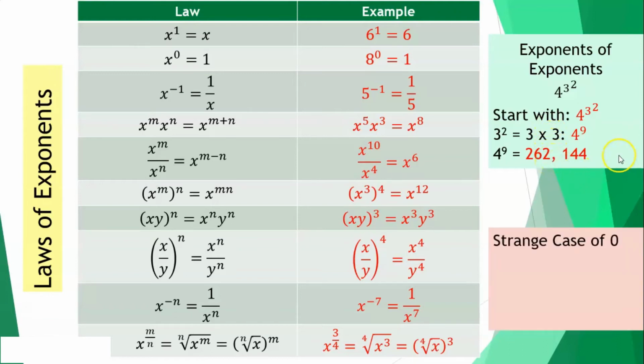Okay, another, the strange case of 0. So take note, any number raised to 0 is always 1. So with this, x to the 0 is 1. 0 to the power of x is 0. 0 to the negative x is undefined. And 0 to the power of 0 is indeterminate. Now take note of this 1.